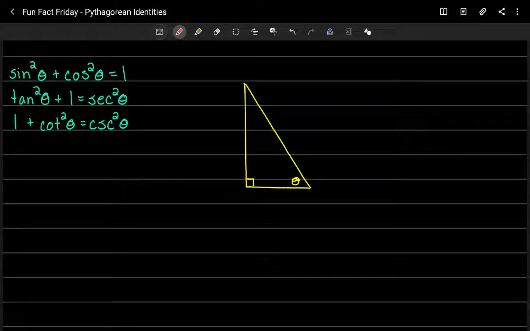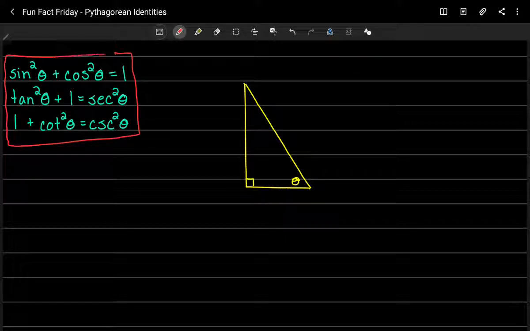For this Fun Fact Friday video, I want to look at what are known as the Pythagorean identities. These are three trig identities, and I have them over here in green. The most commonly known one is sine squared plus cosine squared equals 1, but you also have tangent squared plus 1 equals secant squared, and 1 plus cotangent squared equals cosecant squared. Those last two people will sometimes rearrange and give them in different forms, but they all are that same identity.